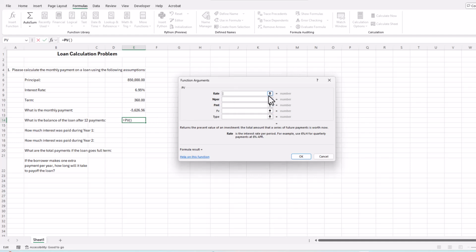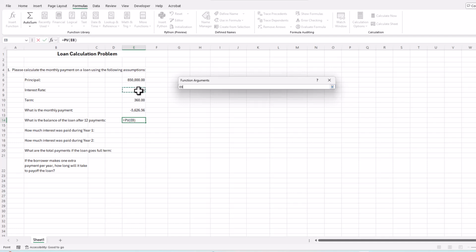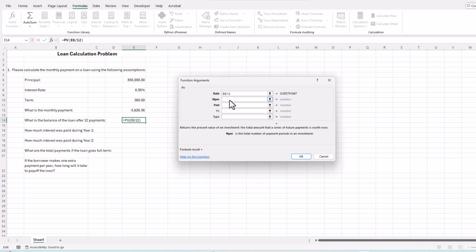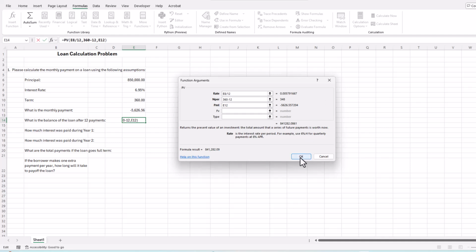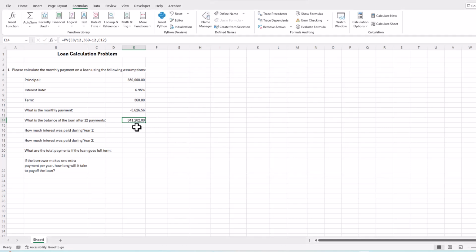Here's the input. First of all, the rate. We know that. Divided by 12. Number of periods. Well, I can click on this and just say, well, it's 360. It was 360, but now after 12, minus 12. Simple enough. Now, what's the payment? Well, we already did that. And then click on OK. There's the balance of the loan after 12 monthly payments, $841,282 and some change. Okay, well, that's fairly simple.